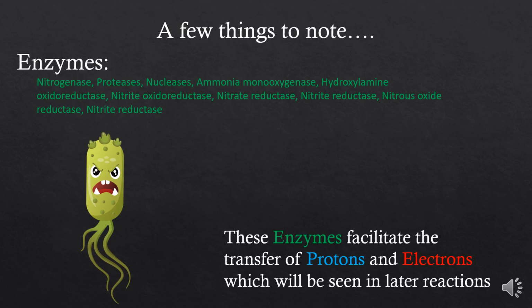I just mentioned enzymes, which I'm sure some of you were questioning. So let me break that down too. Bacteria use enzymes to facilitate the transfer of electrons and protons during reactions. All these enzymes are used in the nitrogen cycle. In this project, I'll just refer to these as enzymes. The only thing you really have to remember is that the enzymes allow the transfer of electrons and protons. So with that being said, let's move on with the nitrogen cycle.